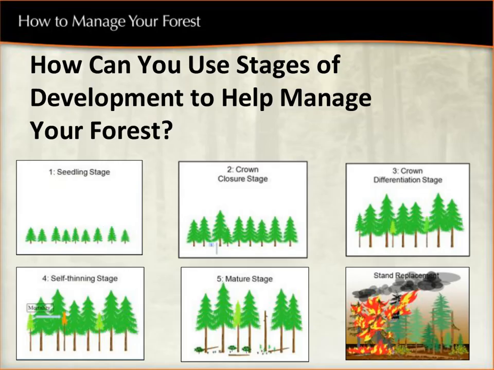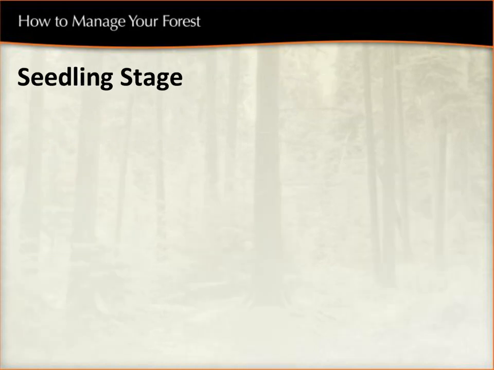Once you understand and recognize the different stages of stand development, such as seedling, crown closure, crown differentiation, self-thinning, mature, and stand replacement, you can use this knowledge to provide valuable insights into how you can manage your forest to achieve your objectives. And I'll use several examples to show you how this works. So let's go back to the seedling stage. As we discussed, a fully stocked stand of seedlings will not be able to use all the site resources because the trees are so small, and that's okay.